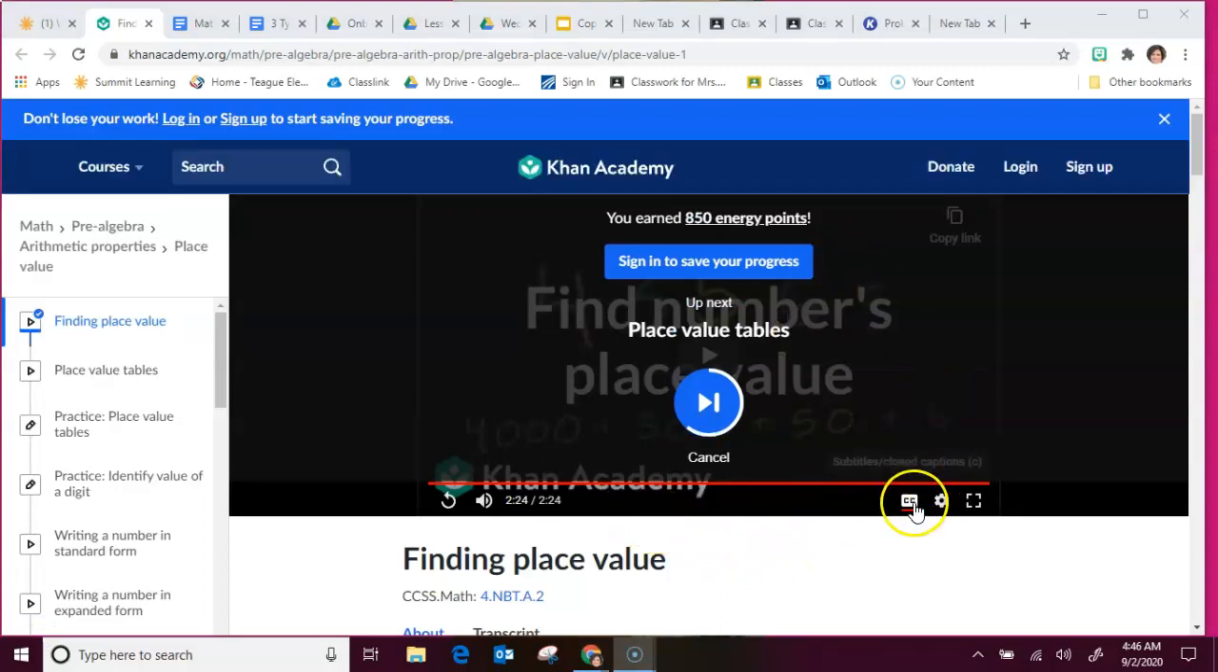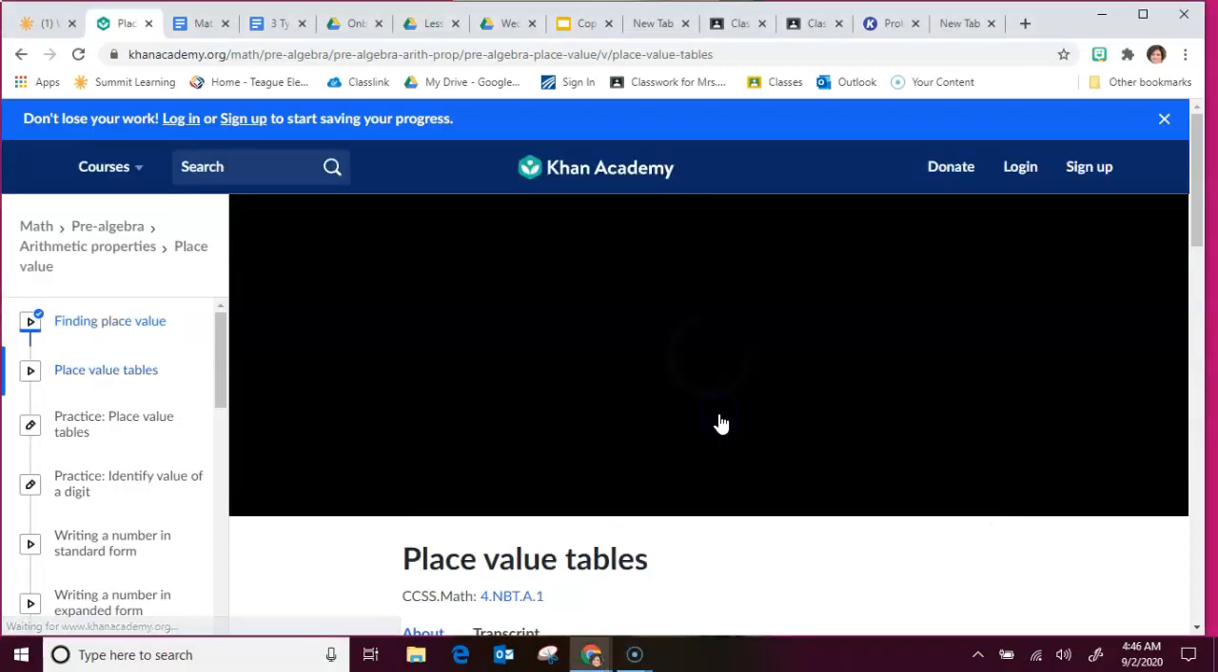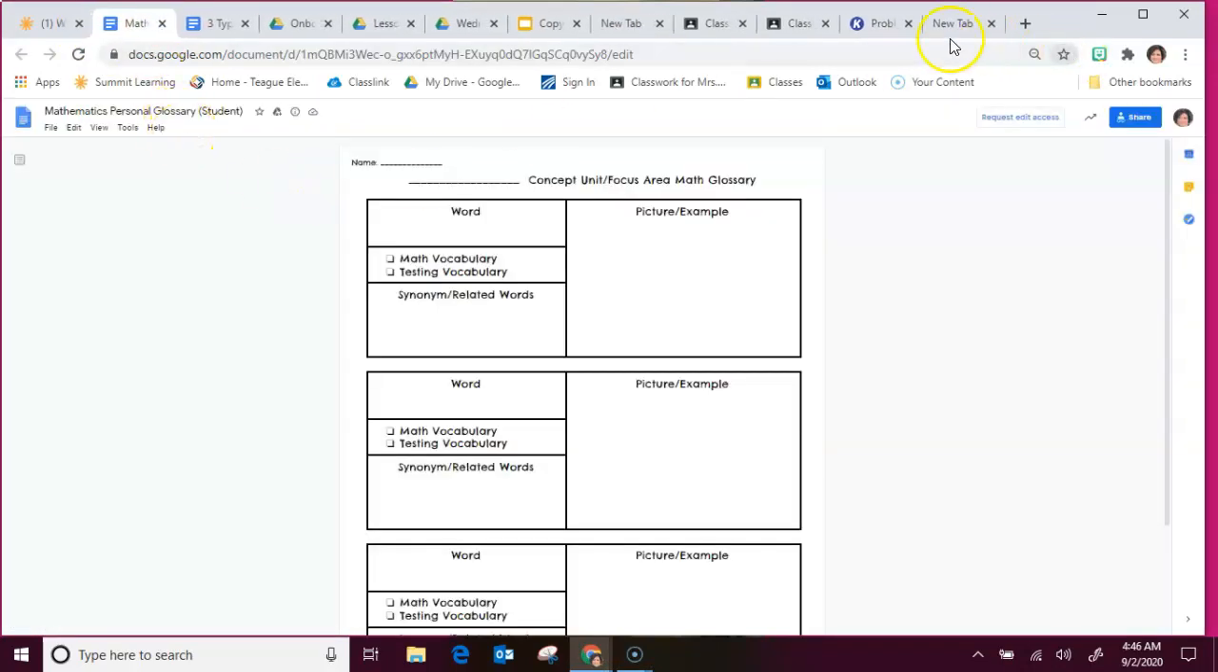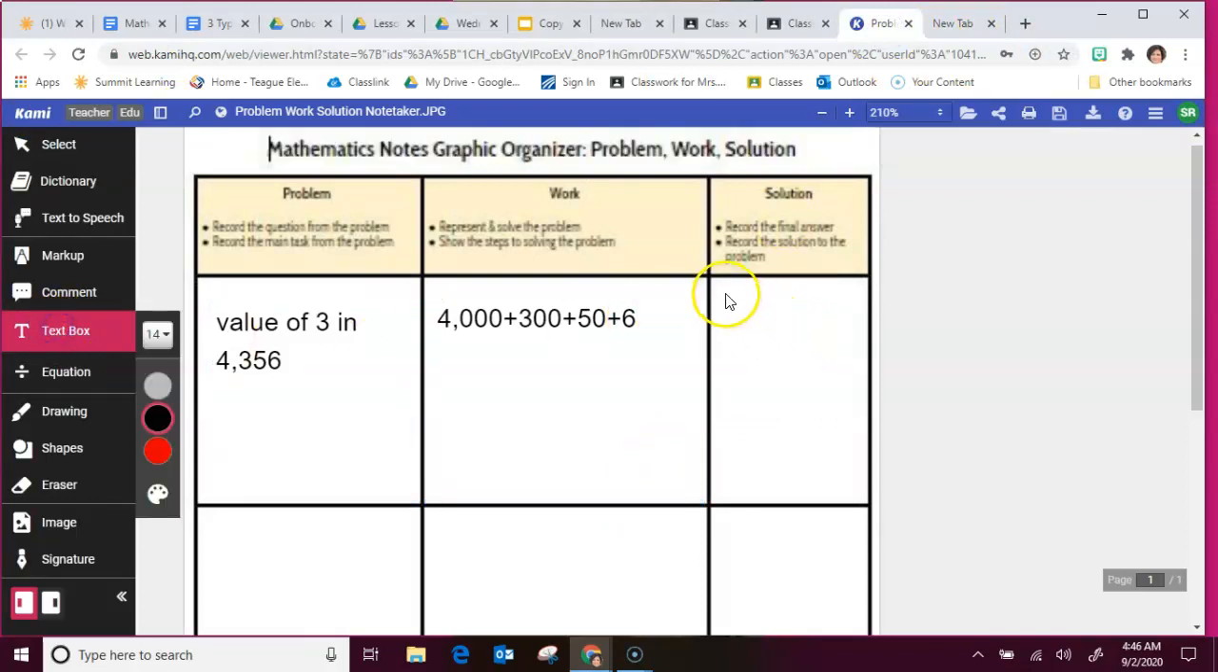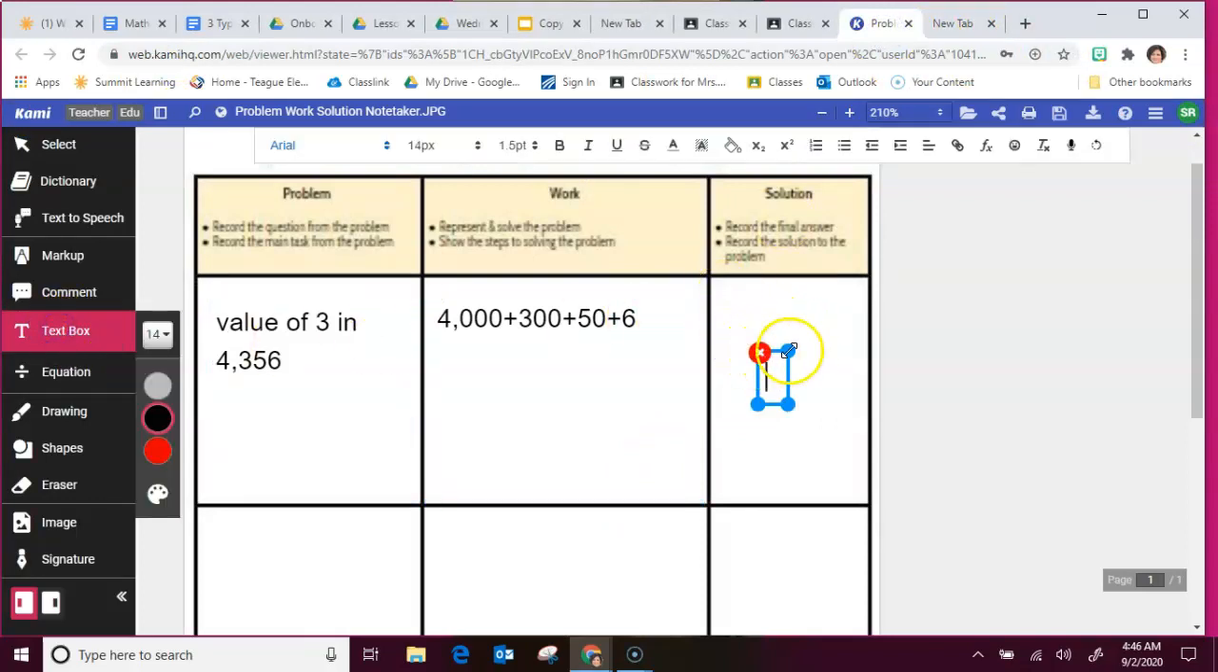Okay, all right, I don't want this to play again, so I want to stop it. I'm going to get out of that and go back to my note taker here. We'll put in what my solution was, my answer.